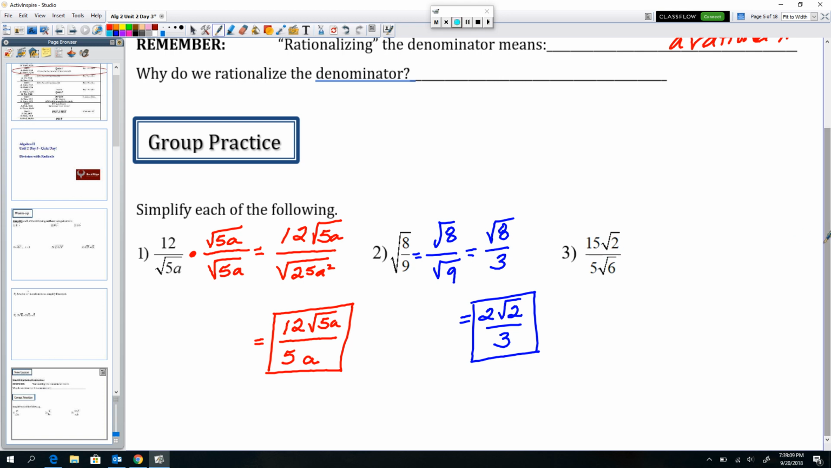Don't do more work than you have to. Now, number 3. Remember that the radical part is the only thing we really have a problem with, okay? The 5 is not the problem here. It's the square root of 6 that's the problem. So there's a couple ways you can approach this one as well. The square root of 6 can be fixed by multiplying by the square root of 6.